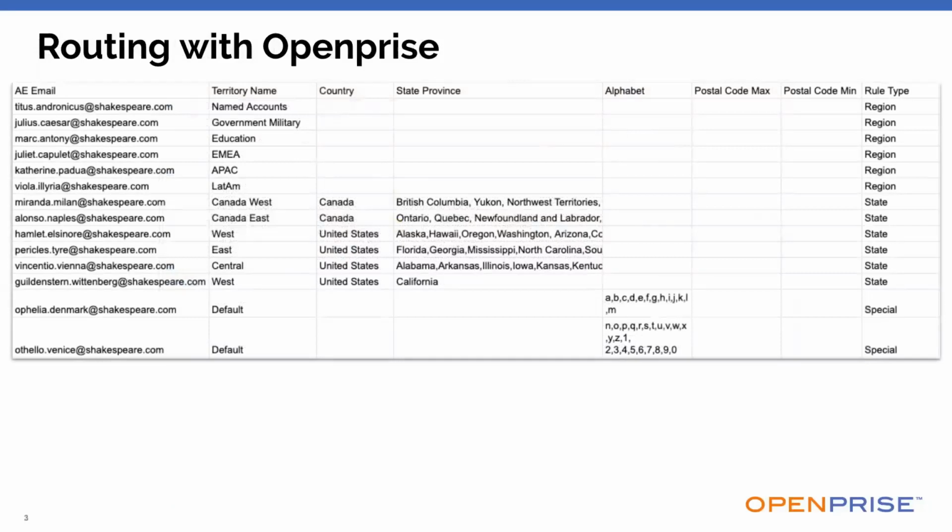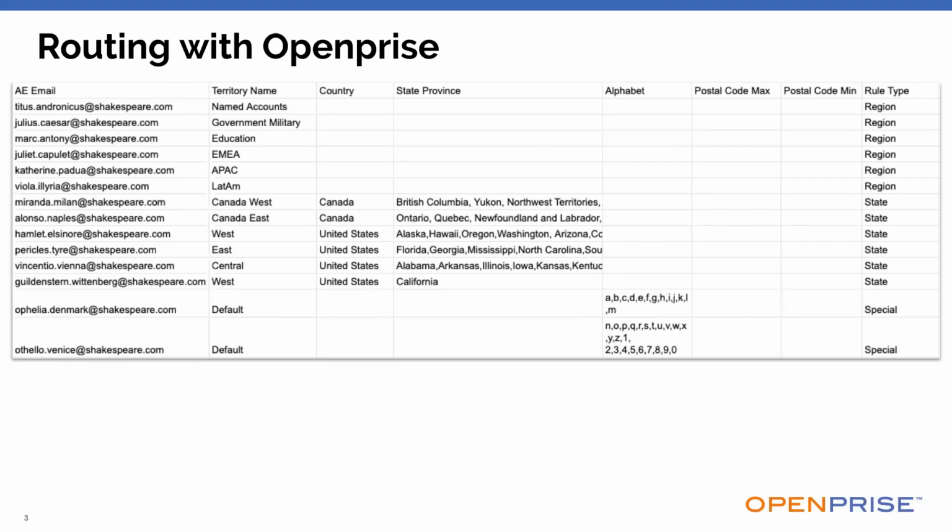Here at Openprise, we use a simple table to manage our own lead routing and have changed and adapted it as our sales team has grown. As you can see from this example, you can base your routing on any number of fields. Here we're using territory name, country, state or province, and alphabet. By defining these different fields in the table, we're easily able to change the email addresses of who owns that territory if we want to reassign it.